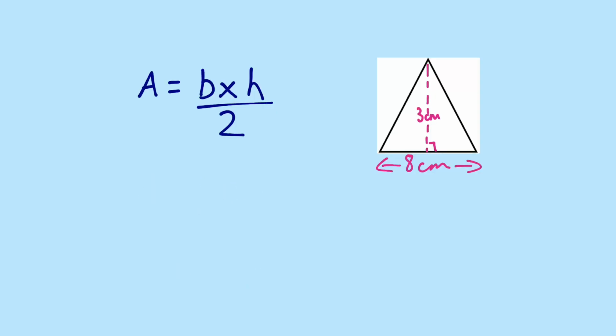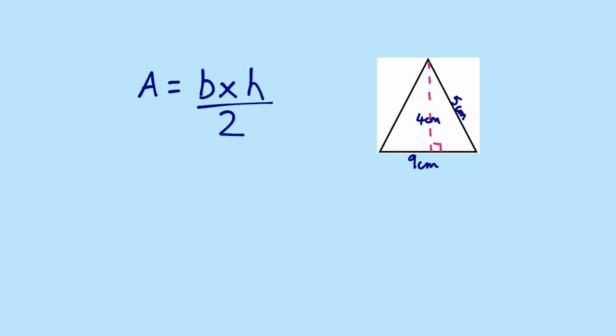Here's another one to try. So we have a base of 8, and we find the perpendicular height from the top of the triangle straight down to the base, creating a right angle, which is 3. So putting those values into the formula, we will have 8 multiplied by 3 divided by 2, which gives us an answer of 12 centimeters squared. Always remember your units.